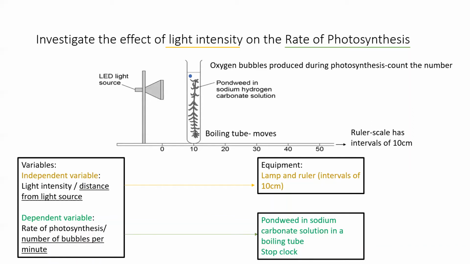You need a light source that is providing the light intensity, and you need a ruler with intervals of 10 centimetres. The boiling tube is going to be moved along that ruler, which will reduce the light intensity, and at each distance, the number of bubbles per minute is counted. That is the general step of the method. Give the variables, state the equipment associated with the variables.